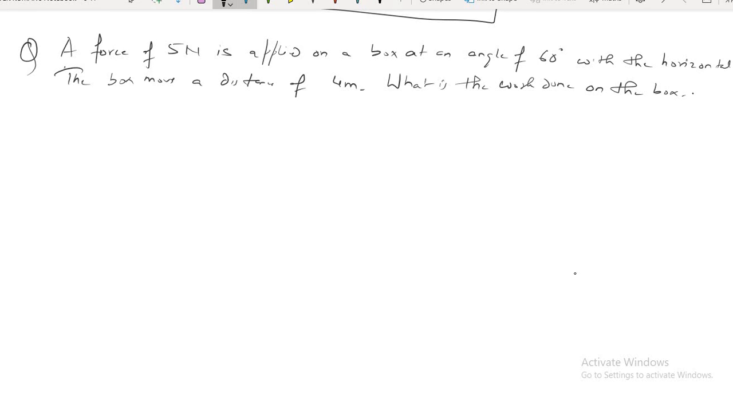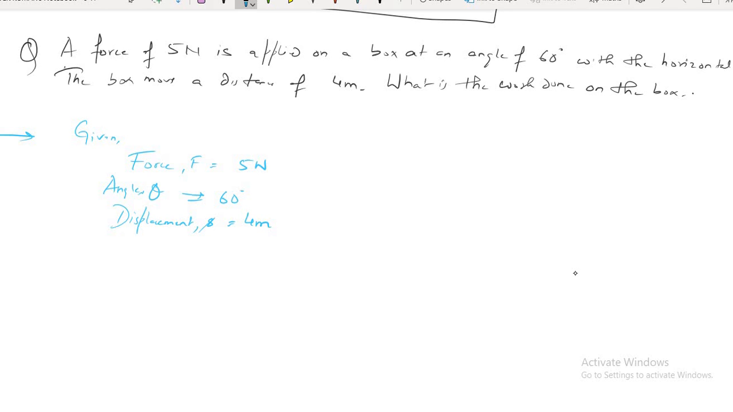So how do we solve these questions? First of all, we will write down what is given. Force is given: F is equal to 5 Newton. Then the angle theta is given as 60 degrees. Next, displacement S is given as 4 meters.